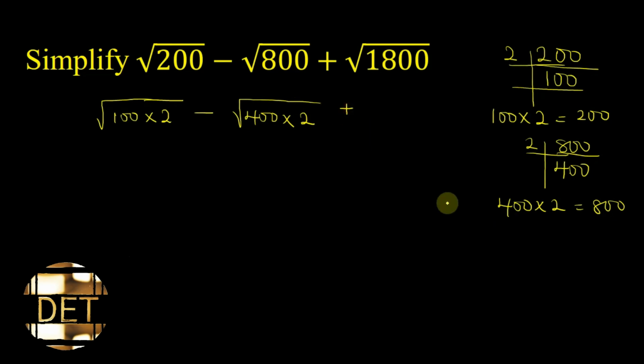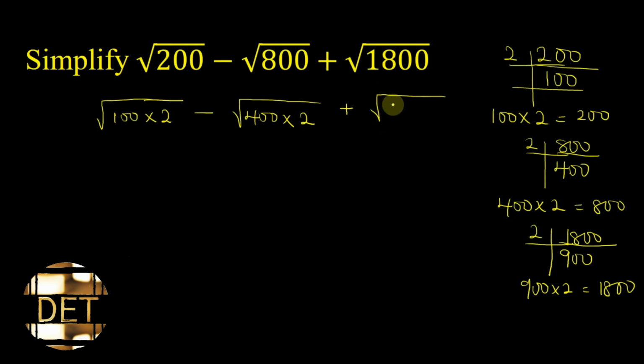Plus, I will also divide this 1800. What can go here is 2. 1800 divided by 2 gives 900, and 900 is a perfect square. So the factors for 1800 are 900 times 2, which is equal to 1800. So my square root of 1800 is equal to the square root of 900 times 2. Having done this, I can now separate the expression.